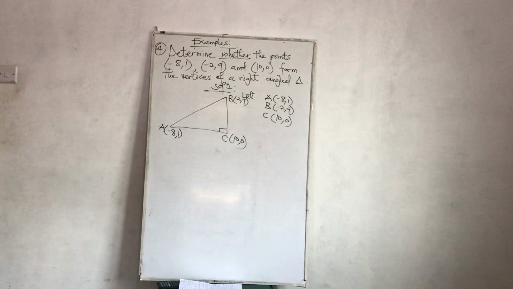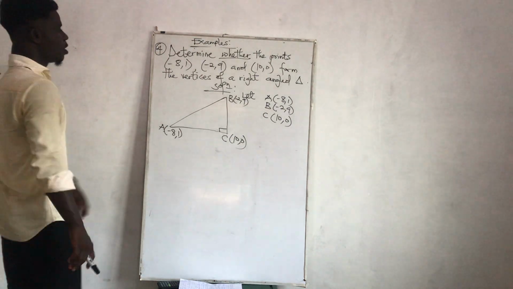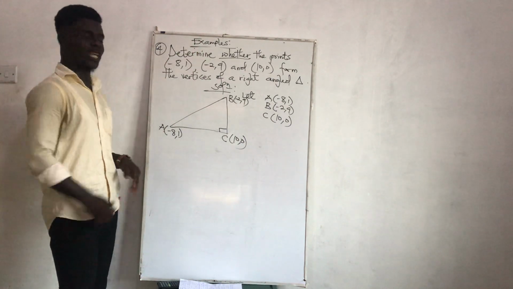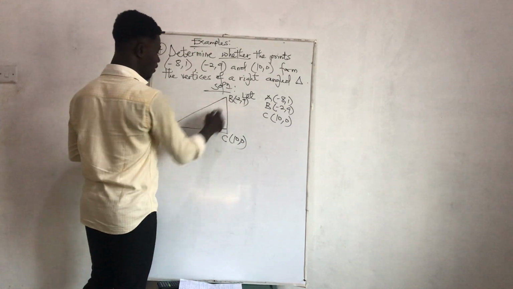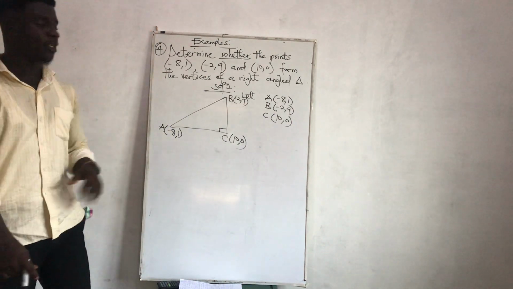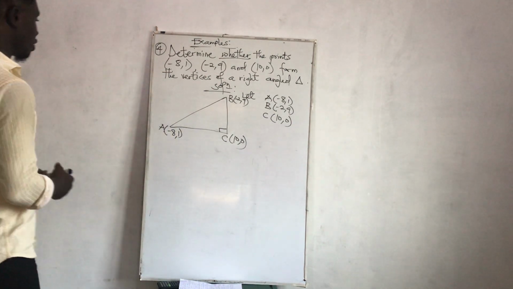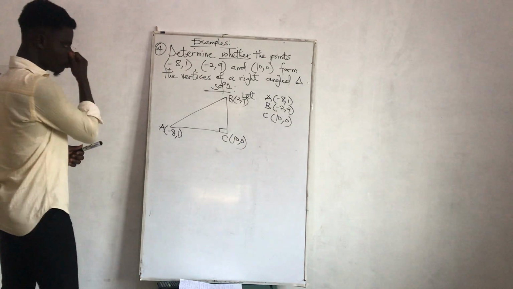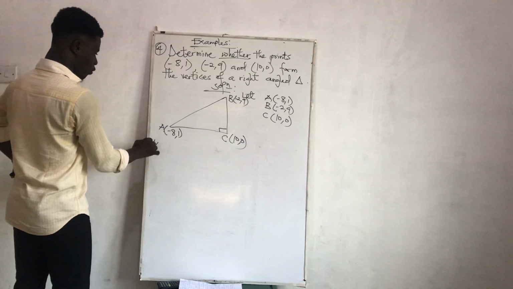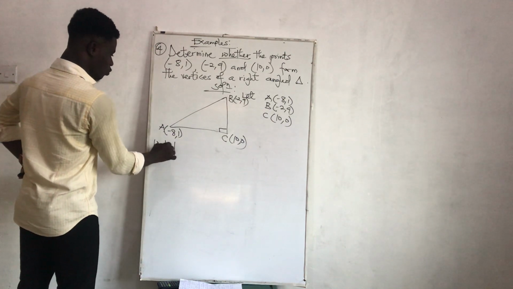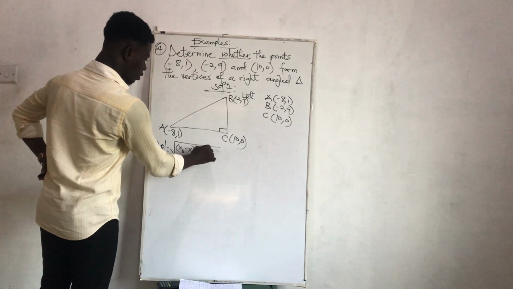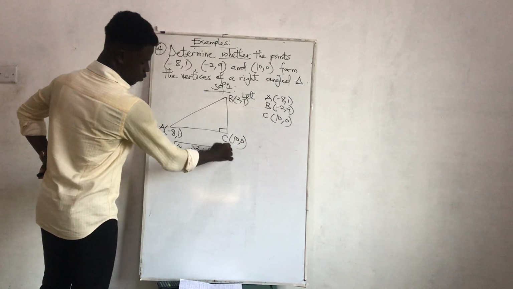Alright, so if you are moving on, then it means that we have to find the distance of each side. So we have to find the distance of AB, the distance of AC, the distance of BC, right? So finding the distance of each side, we have the length of AB, which must be equal to the square root of x2 minus x1 all squared plus y2 minus y1 all squared.